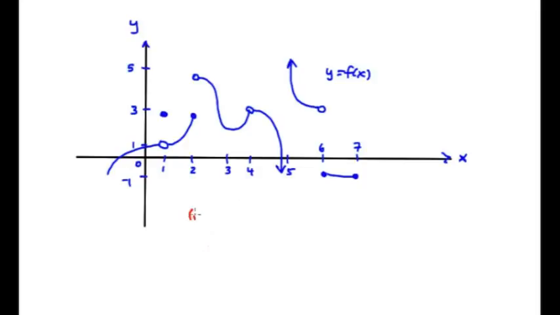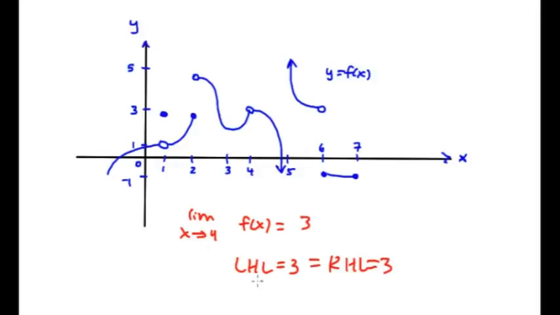So let's do the limit as x approaches 4 of f of x. Well, the left-hand limit you see, it approaches 3. So the left-hand limit is 3. The right-hand limit also approaches 3. So the total limit equals 3 because the left-hand limit is equal to the right-hand limit. So yeah, graphically, it's not very hard to evaluate limits.